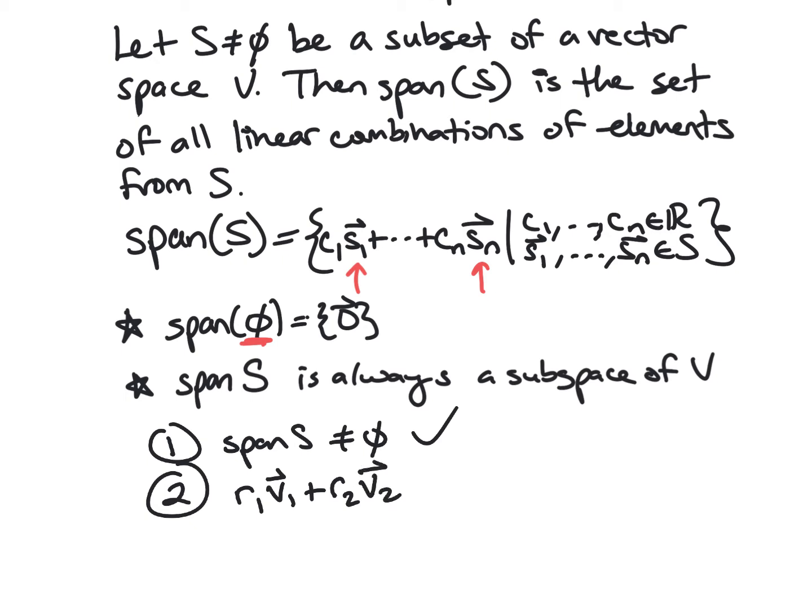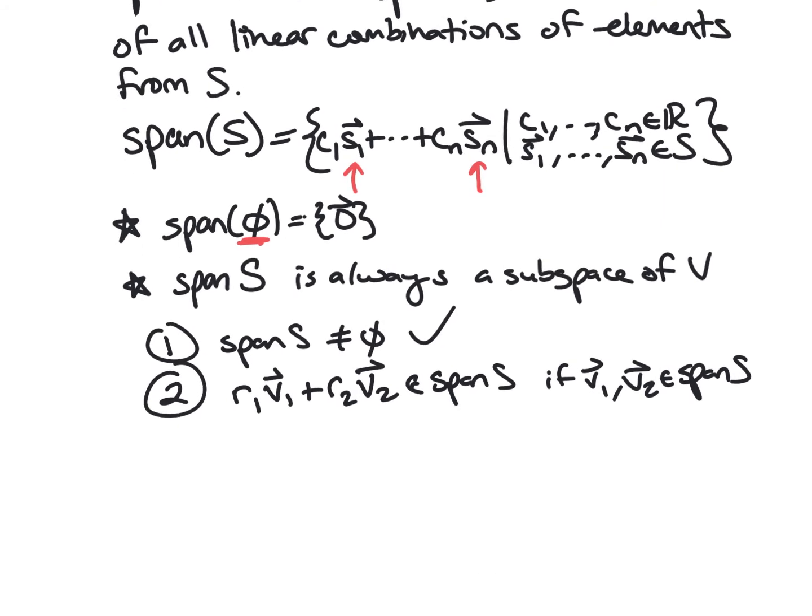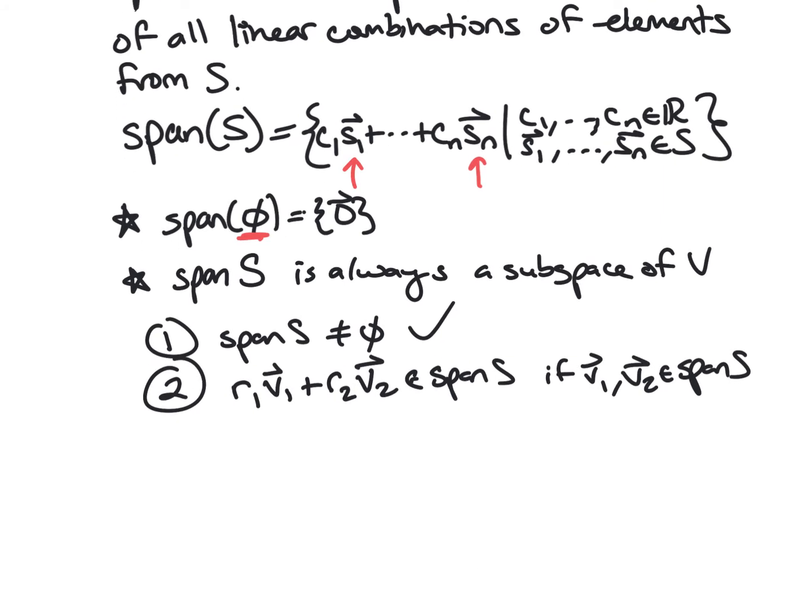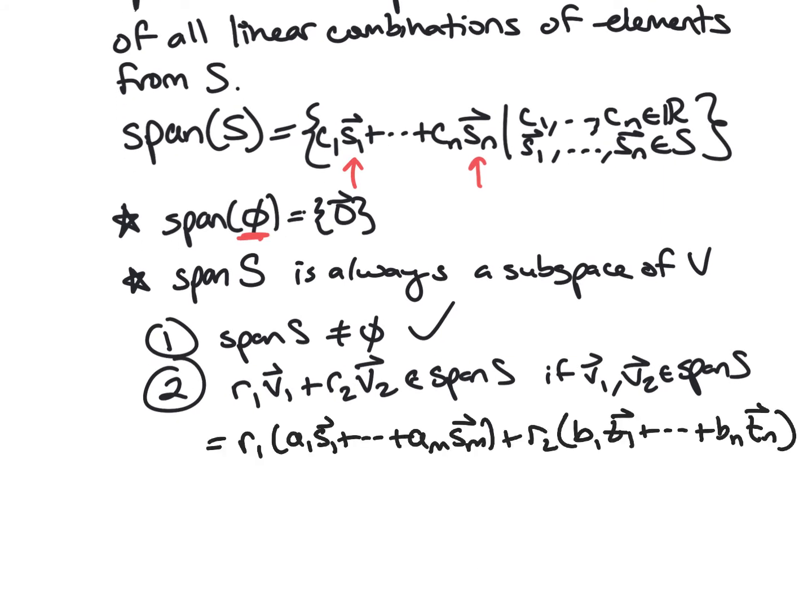And then the second thing is that if you have two vectors and you can scale them and add them together, that this would still be in the span, right? If V1 and V2 are in the span. So what does this mean? Well, we're basically taking a linear combination of linear combinations. So it looks something like this, right? Because this is in the span of S, and so here we would have that the SI's and TI's are all in S, and our AI's and BI's are just scalars, and R1 and R2 are also scalars.